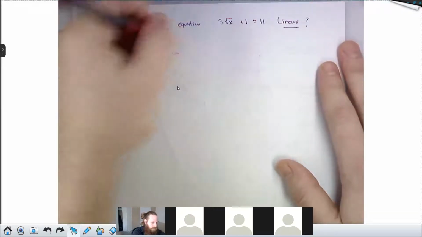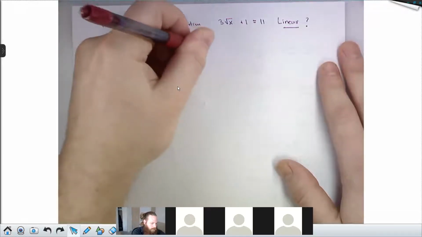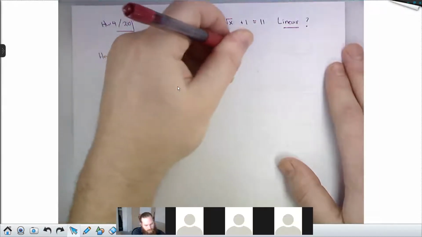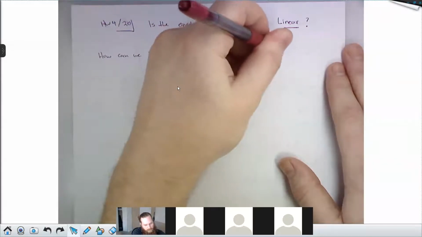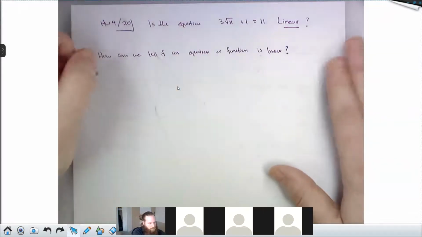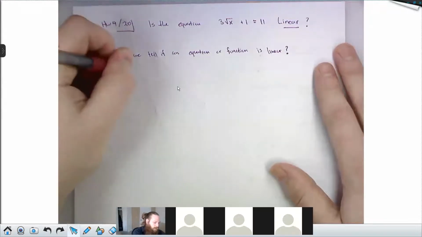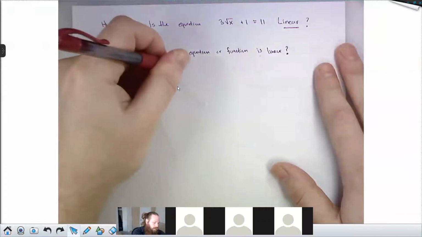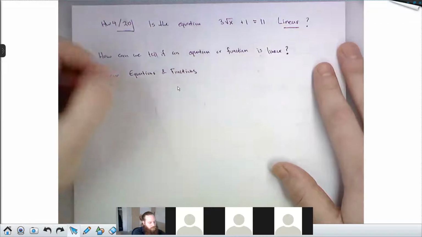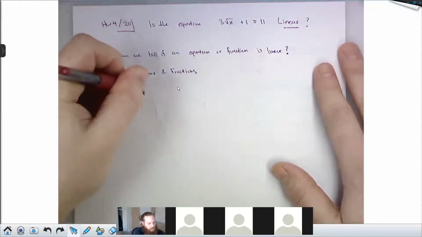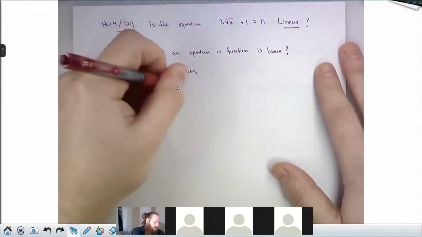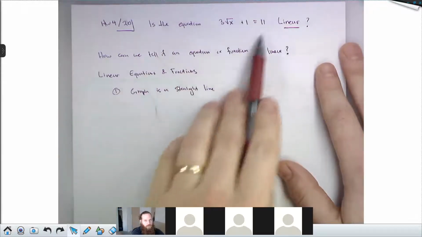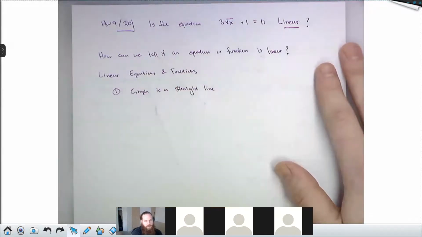If an equation, or more generally, a function, is linear? Well, linear equations and functions can be identified a few ways. One, the graph will be a straight line. So here I don't have a function, right? I have this equation. I don't have a graph to talk about. So I can't use this.